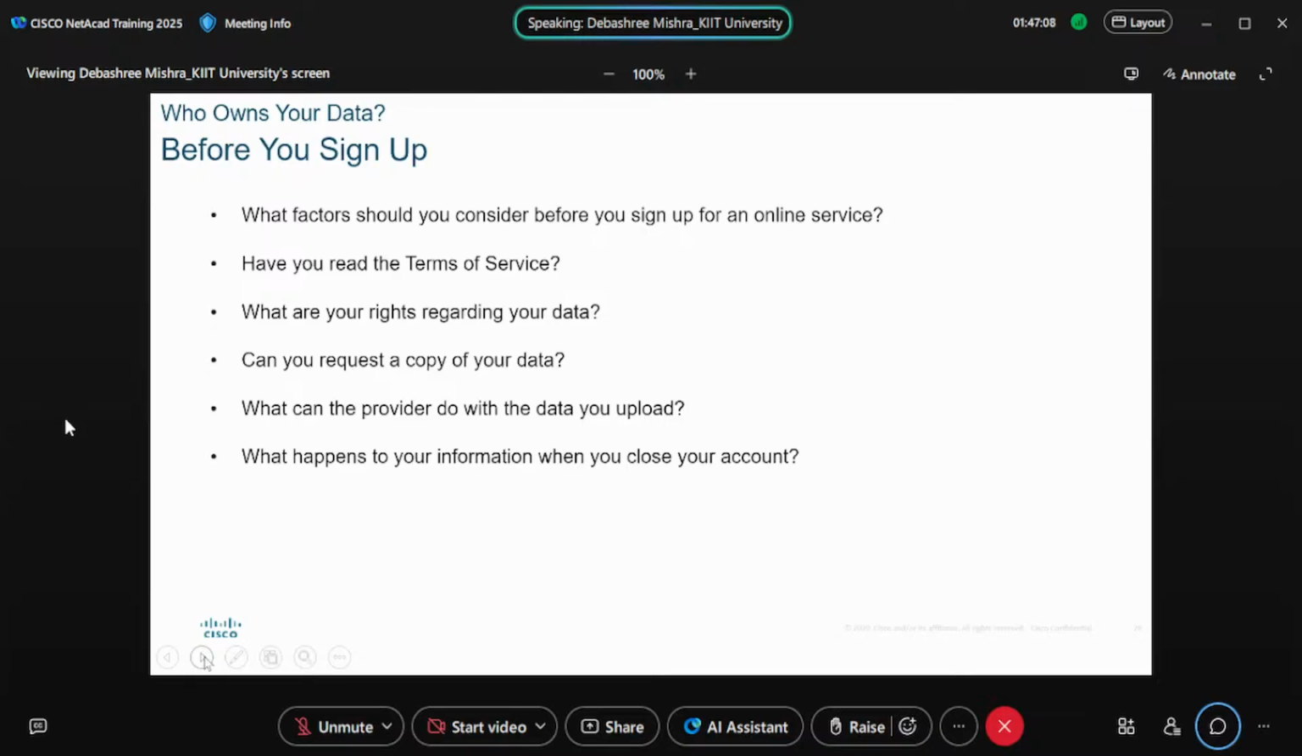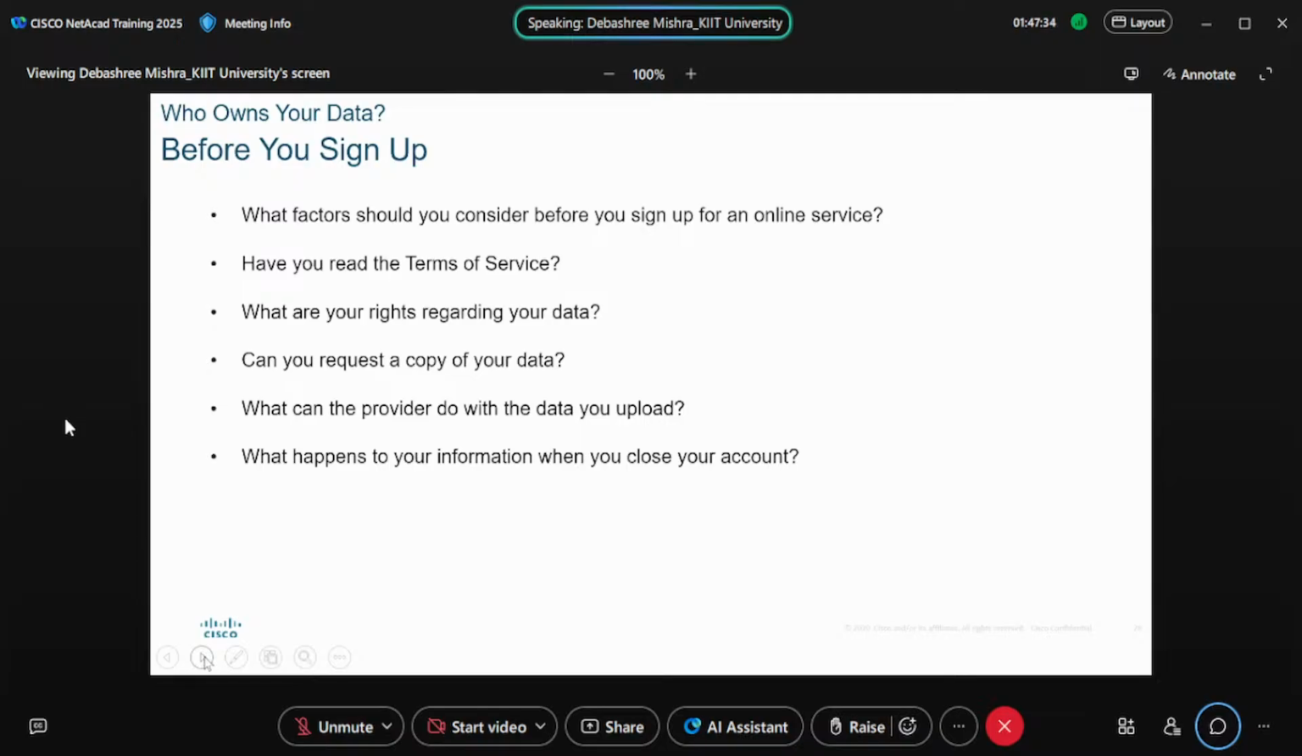Next, whenever you are ticking any checkbox or check mark, you have to go through the terms and conditions. These are basically the suggestions, and I know many of you already know this. You need to read the terms and conditions of the services you are going to check mark. Next, what are your rights? That is, what are the plus points, the rights you will get regarding your data?